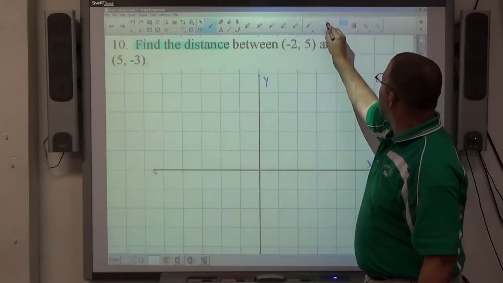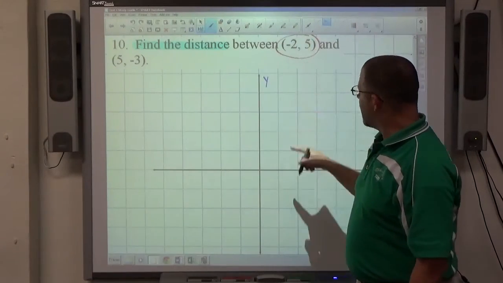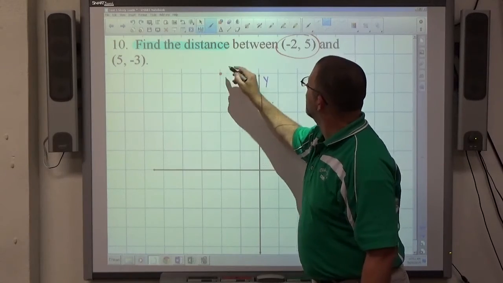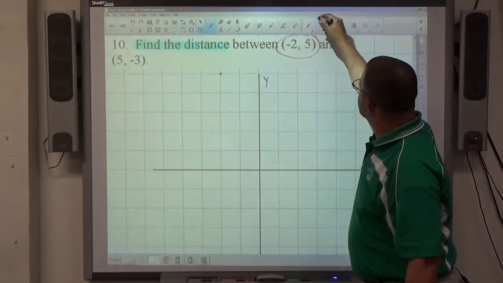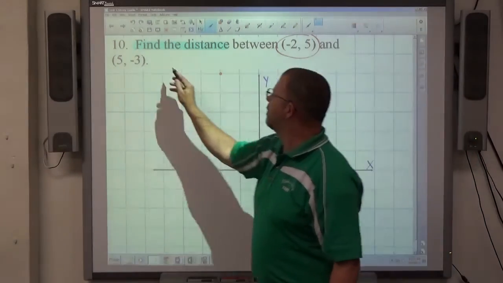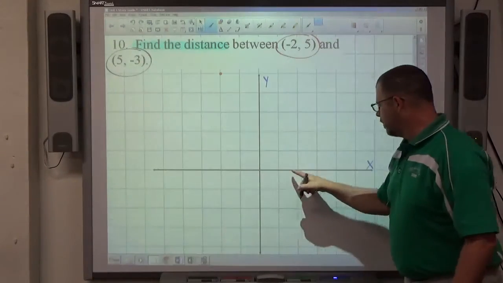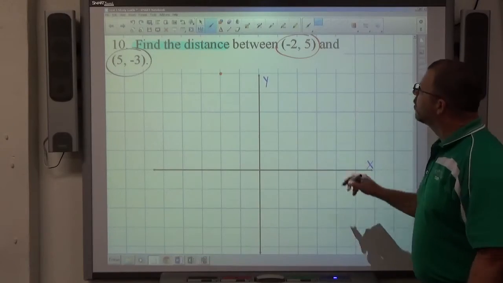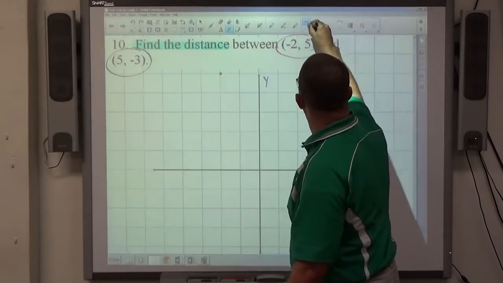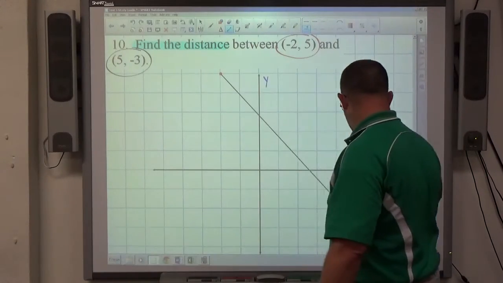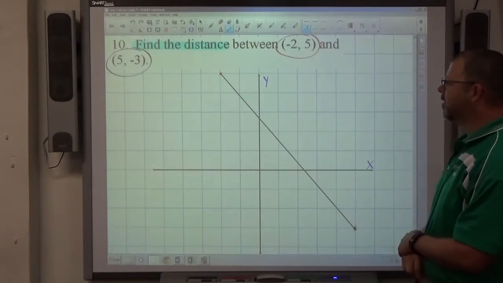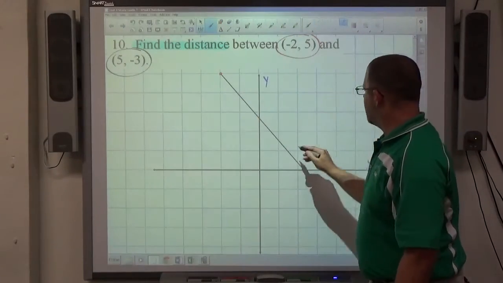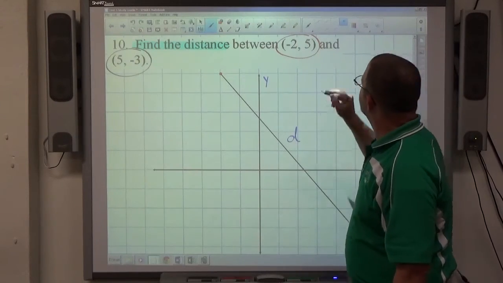The first point is -2, 5. That's 2 left and 1, 2, 3, 4, 5 up. The second point is 5, -3. That's 1, 2, 3, 4, 5 to the right, 1, 2, 3 down. The directions tell me exactly to do this. Find the distance between. So how long is that segment is the question. What I'm looking for in this problem is the length of that segment.